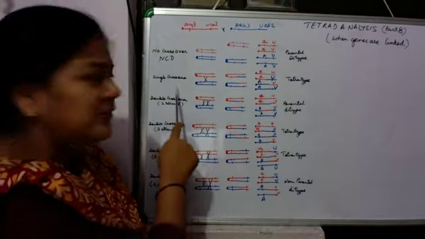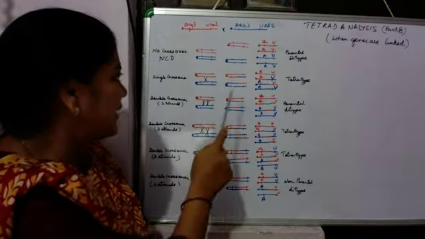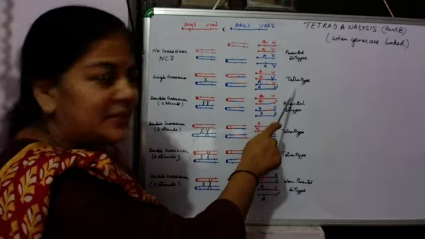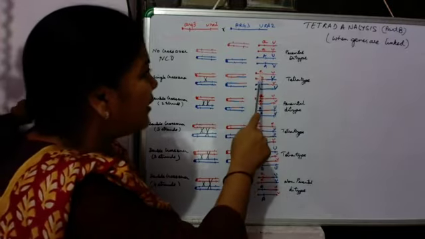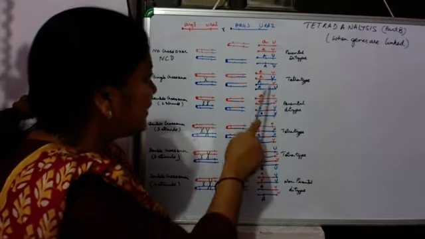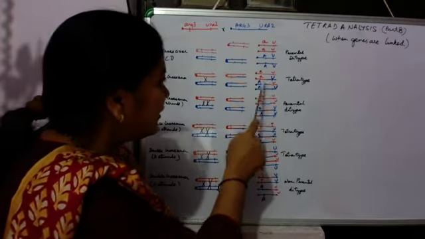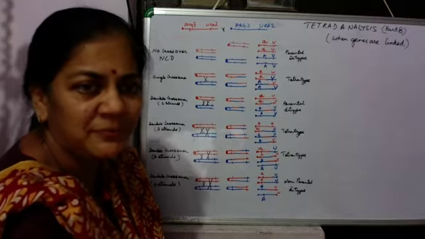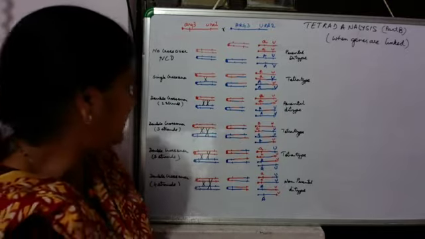Now if there is a single crossing over between these two loci, the type of tetrad that we finally obtain is a tetratype. Tetratype is where you have a double mutant and a double wild type, so these are the parental combinations, and these are the recombinants. So tetratype, as I had told you, has 50% recombinants and 50% parentals.